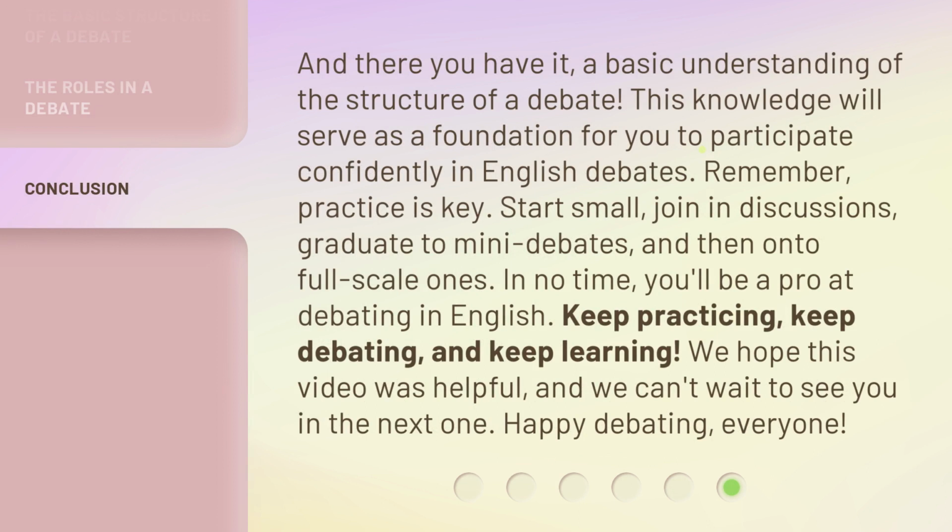And there you have it, a basic understanding of the structure of a debate. This knowledge will serve as a foundation for you to participate confidently in English debates. Remember, practice is key. Start small, join in discussions, graduate to mini debates, and then onto full-scale ones. In no time, you'll be a pro at debating in English. Keep practicing, keep debating, and keep learning.